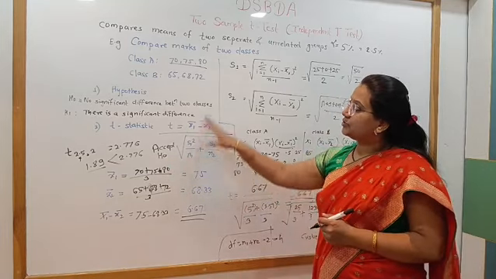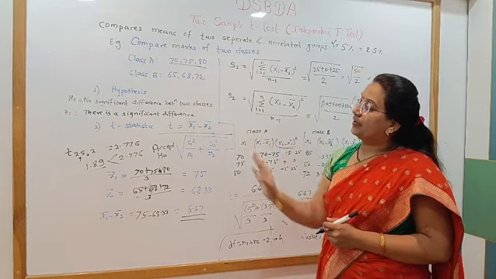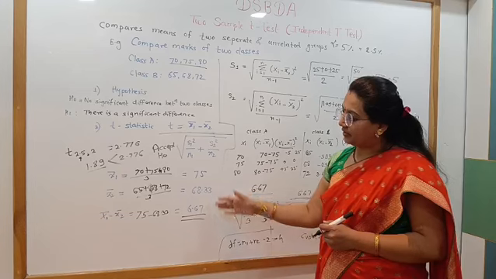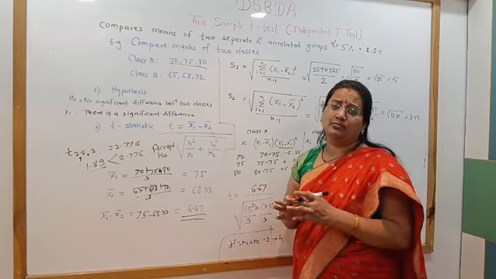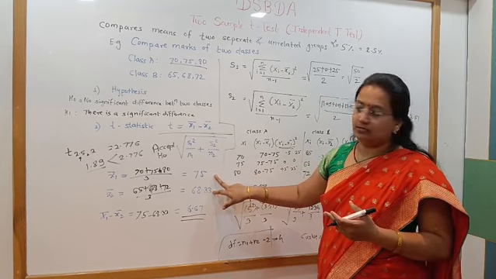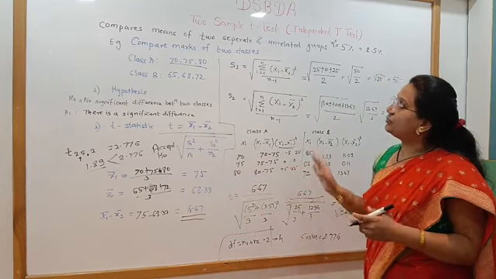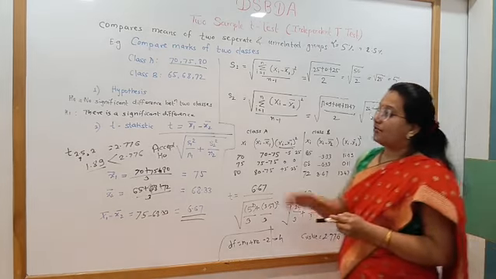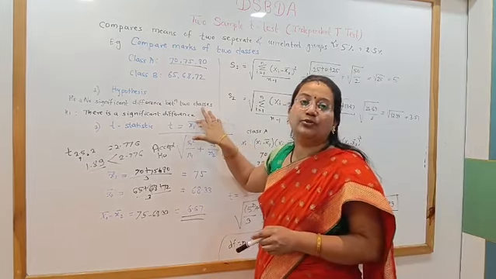That means there is no significant difference between two classes. Their average is approximately the same, there is not much difference between their means, that is the averages. So this is all about the two sample test. Here we use the two tail test because our H0 is exactly opposite to the H1.